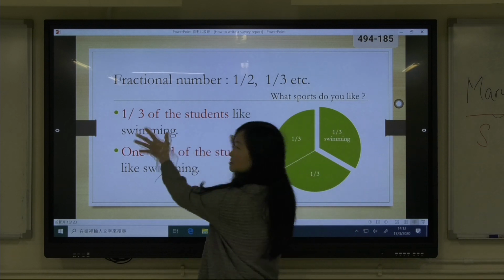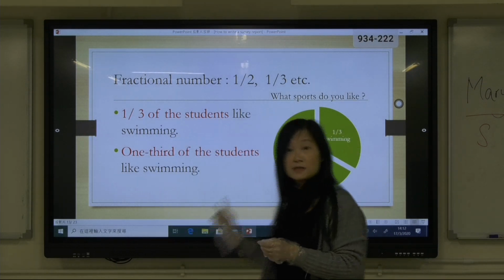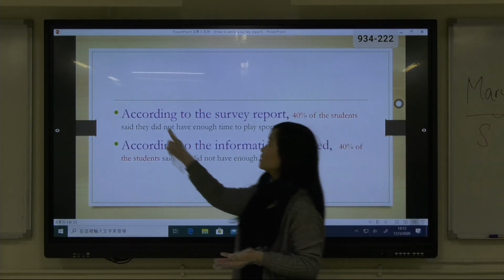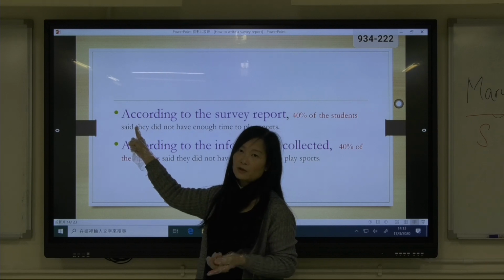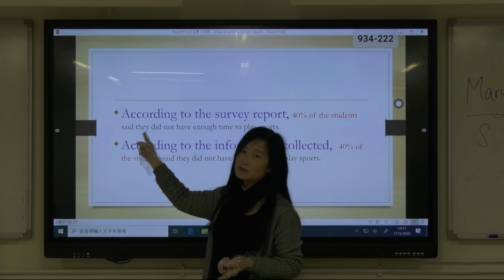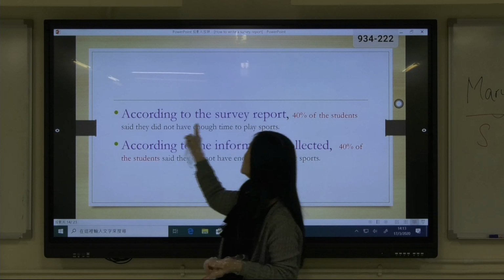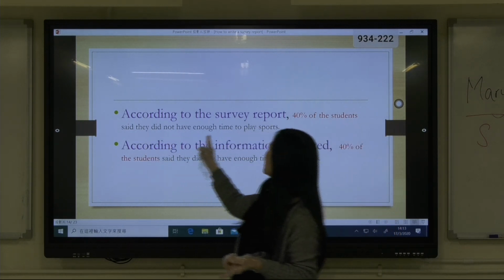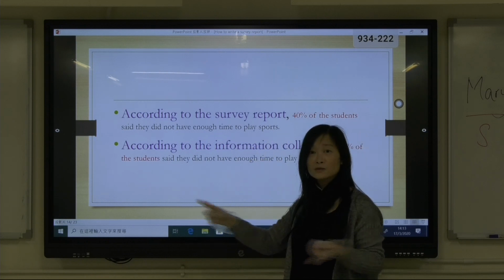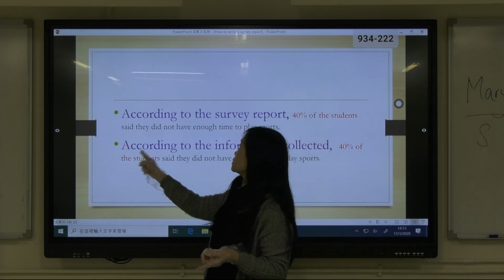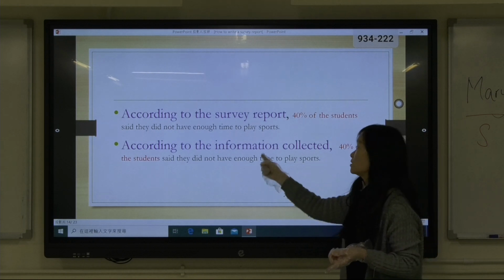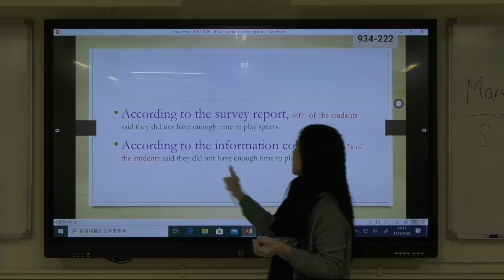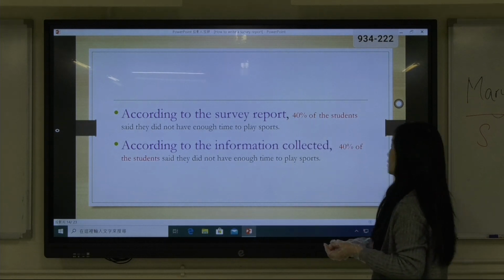Alright, so this is only part of the sentence. How to put the whole thing in a complete sentence. I want a whole sentence. Now, this is it. So, you can say according to. If you don't know according to, go look it up from your dictionary. So, according to the survey report, 40% of the students said they did not have enough time to play sport. This is one way to present the whole line to everyone. And you can also do it this way. According to the information collected. Information, I'm sure you know this word, information collected. So collected means to get. 40% of the students said they did not have enough time to play sports. So another way to show everyone in a report.